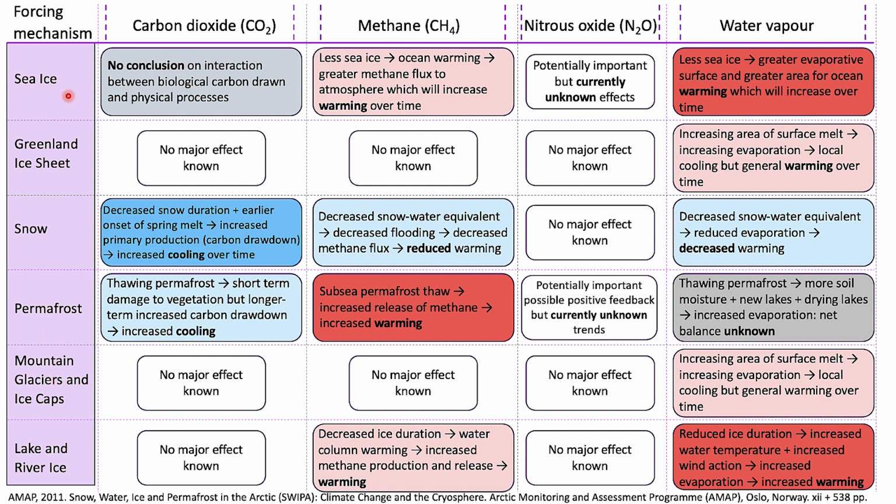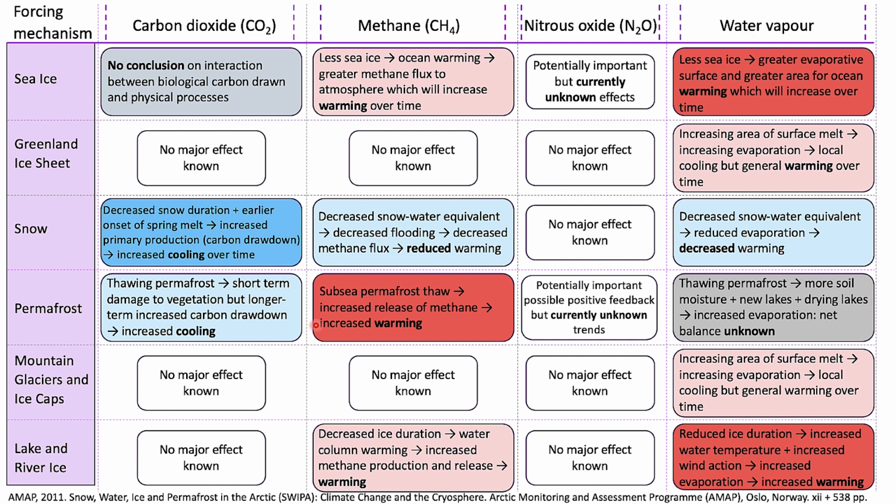Say, for example, for the sea ice and carbon dioxide, there is no conclusion on the interaction between biological carbon drawdown and physical processes. So that means we still have a lot of inaccuracy in understanding what is actually happening. But if we go to water vapor and sea ice, what is the relationship between these two? Less sea ice leads to a greater evaporative surface, and a greater area of ocean leads to warming, which will increase over time. So that means it is a positive feedback. So sea ice is getting affected because of more water vapor being present.